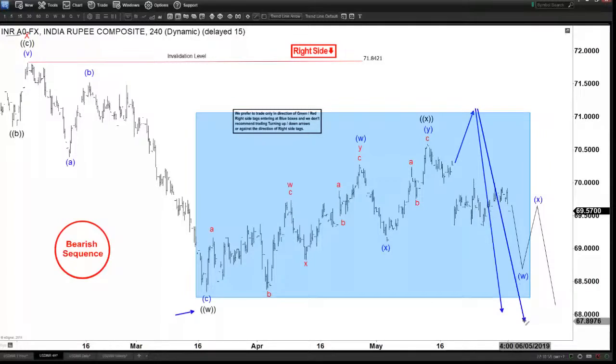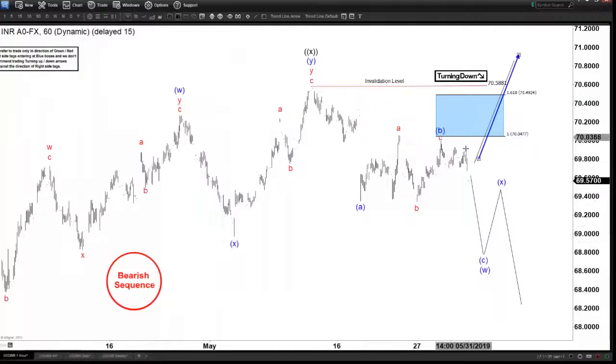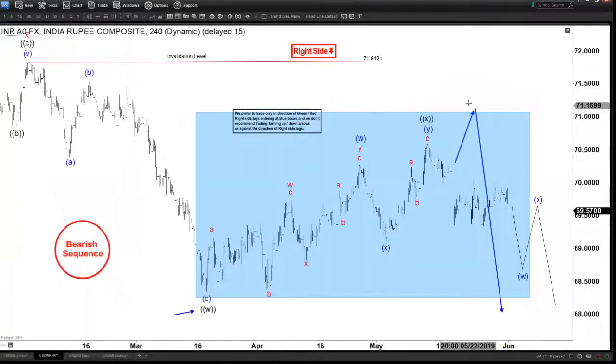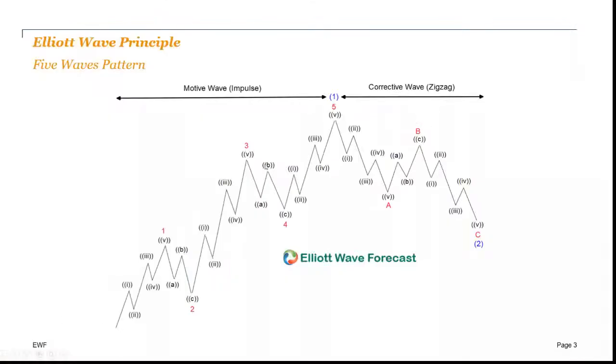Okay guys, let's go quickly here. Now this is the basic pattern in Elliott Wave, the 5 waves pattern. Everybody that has some basic knowledge of Elliott Wave knows it. So let me summarize this quickly. You only have 2 types. You have the motive wave, which is 5 waves, and you have the corrective wave, which is 3 waves. So you only have 2 types, either motive or corrective.